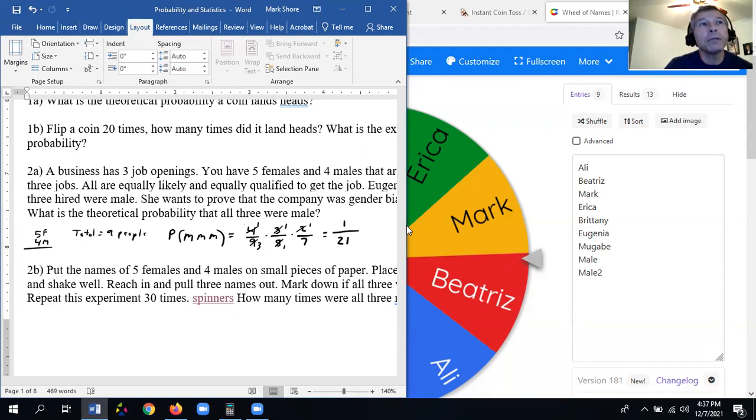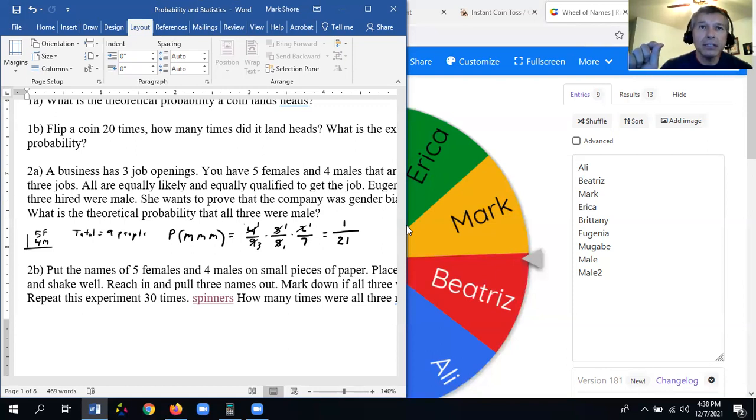Now, the nice thing with this being a 1 up the top is that you can say, here's my theoretical probability. This is the actual probability of this happening. It's 1 out of 21. Only 1 out of 21 times should all 3 people that are randomly picked for this job that Eugenia applied for be male. 1 out of 21 times.